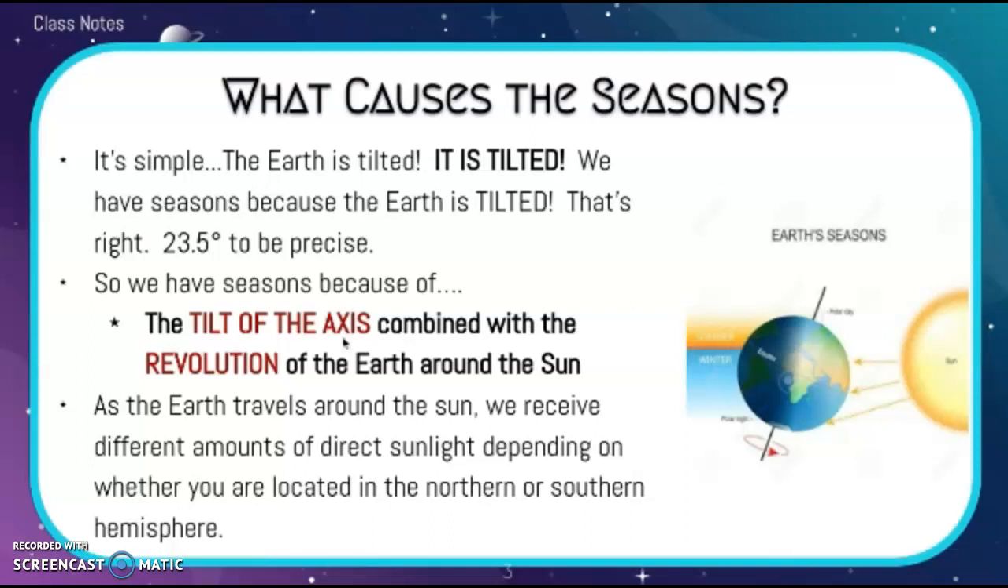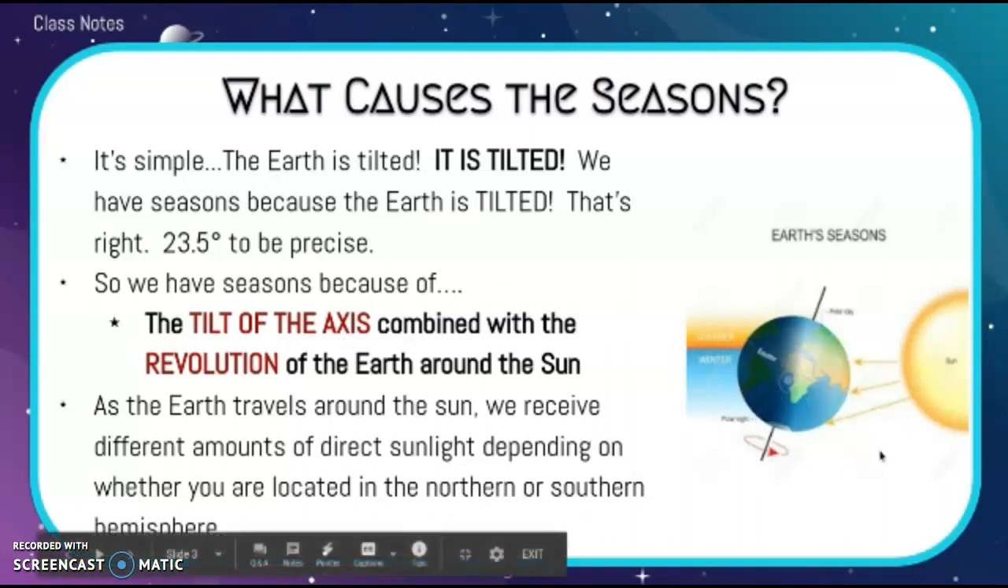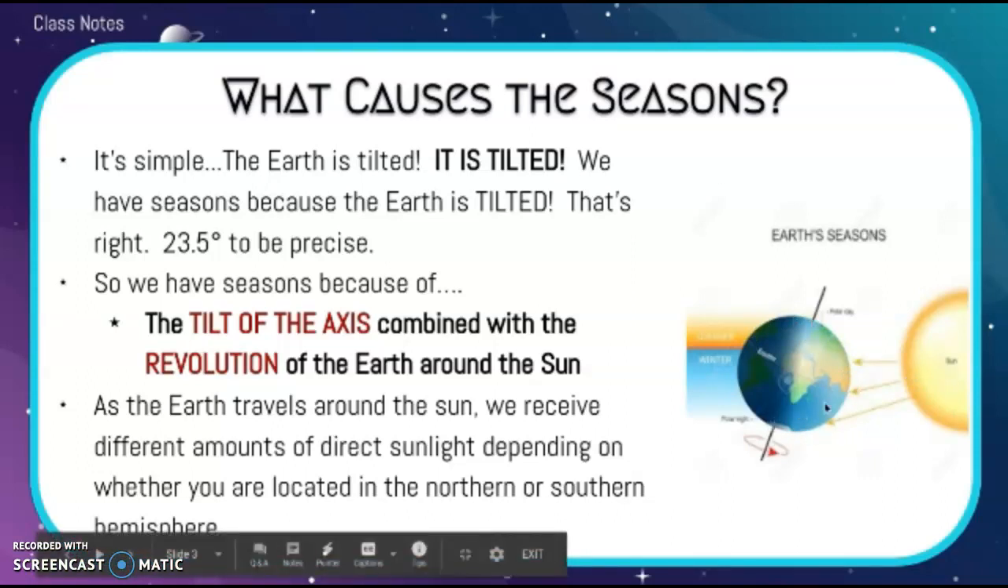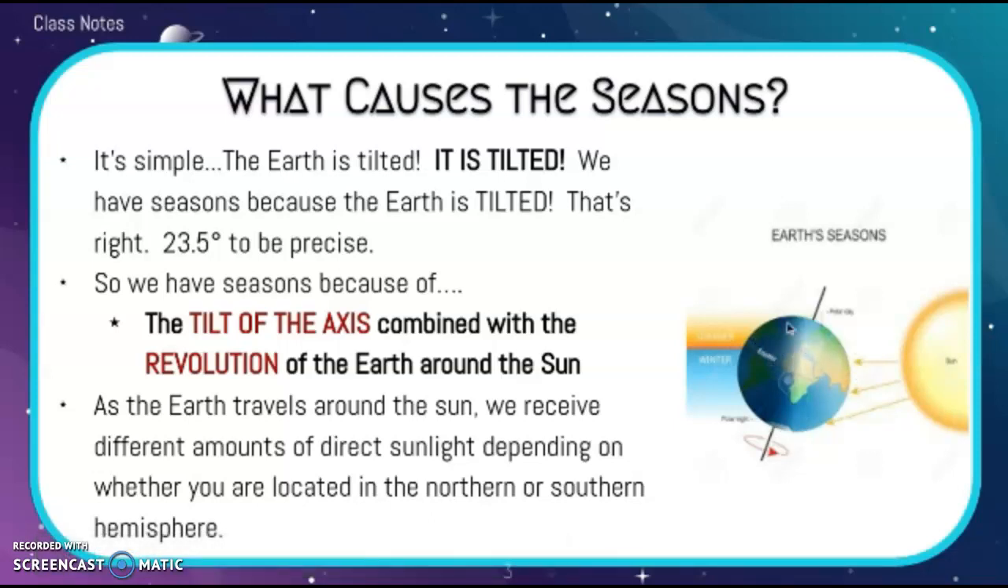It's the tilt of the axis combined with the revolution around the sun that causes the seasons. You can see here this equator line. The sun is going to hit the top of the Earth more directly than it's going to hit the bottom of the Earth, or what I would call the butt of the Earth. So it's actually going to be summer in the northern hemisphere, which is above the equator line, and it's going to be winter in the southern hemisphere, below the equator line.